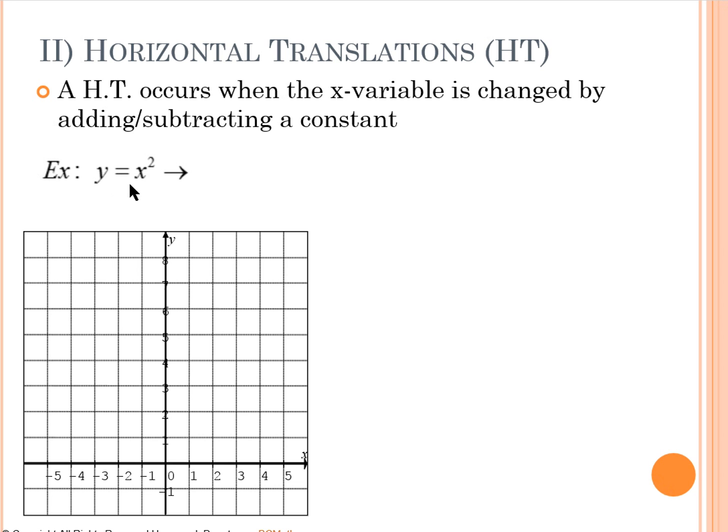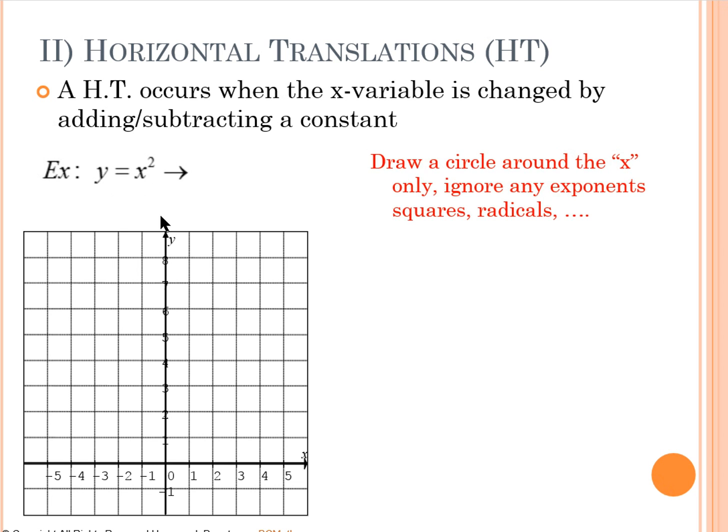Let's take a look at y equals x squared. Now, y equals x squared is a parabola. You studied parabolas in Math 11. And when you're looking at translations, often what you want to do is focus on the x variable. If the x variable is being changed, then that probably means you're dealing with a horizontal translation. So sometimes you want to draw a circle around the x only, and you want to ignore everything else. That means you want to ignore the exponents, squares, and radicals. So for this example, notice that I have a square there. You just want to forget about that right now and just focus on the letter x.